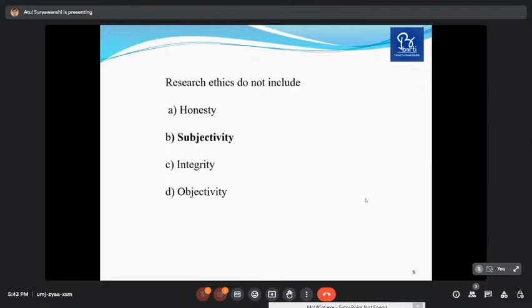The next question is, research ethics do not include what? Now, day before yesterday, we studied about some ethics of the research. Honesty, integrity, objectivity, impartiality. So these are the selective principles, ethics, that we have to follow while pursuing the research. Subjectivity can never be the part of the ethics, remember. The individual person and his thinking has no value in the research. We have to think in an objective way.